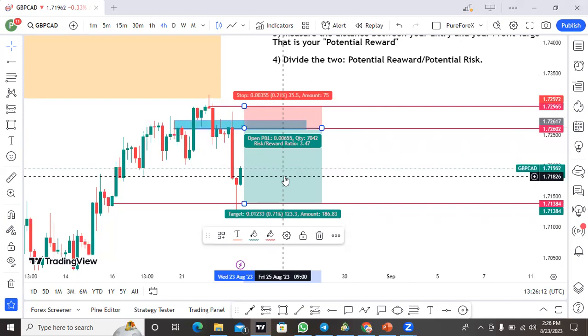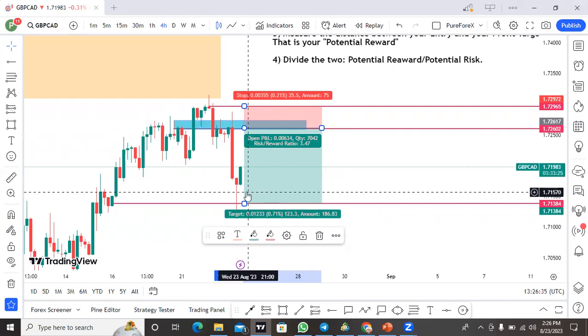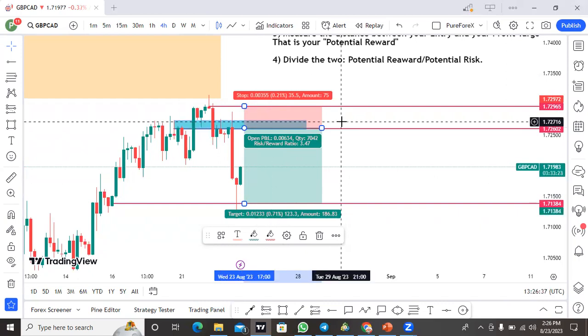So now that we have determined our risk to reward ratio, what comes into place now is risk management. This is where risk management comes in. Risk management will help us determine the exact lot size that is suitable for us to take this particular trade, right? So we are going to use the MyFXBook position size calculator to determine the exact lot size suitable for us to take this particular setup.